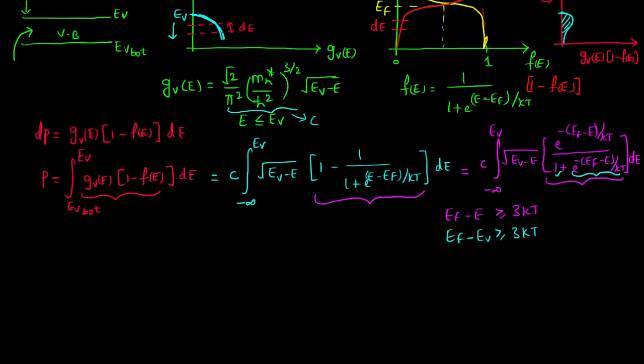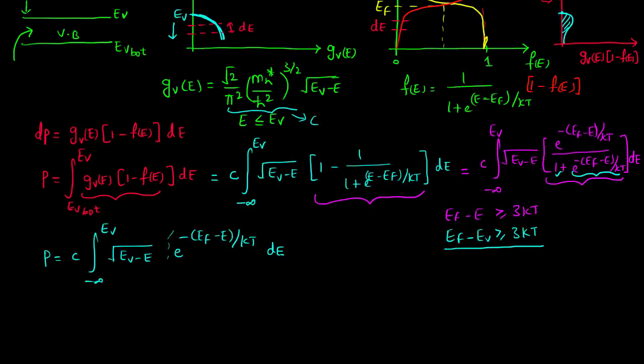which would be equal to P is equal to this expression. And the assumption that we made over here, EF minus EV greater than or equal to 3 kT, is called the Boltzmann approximation, because the expression here is of a similar form as the Boltzmann distribution function. That's why this approximation is called the Boltzmann approximation. Now from here on, it becomes a simple mathematical problem to solve.